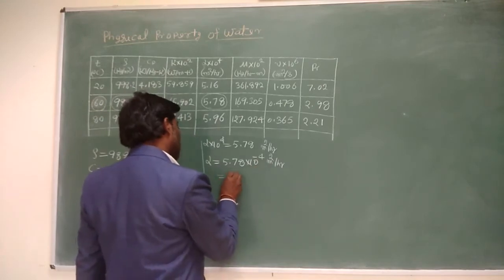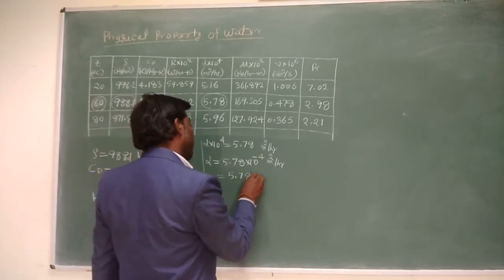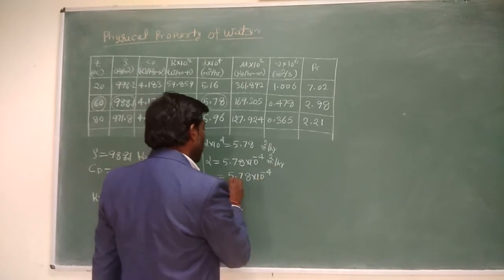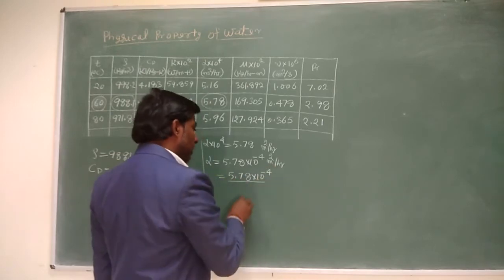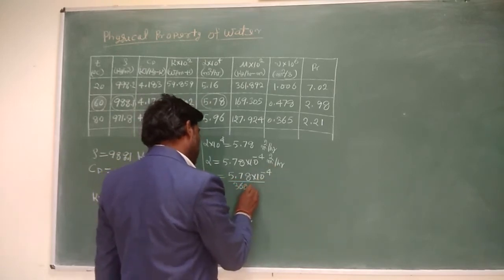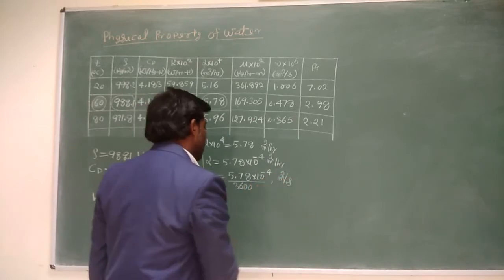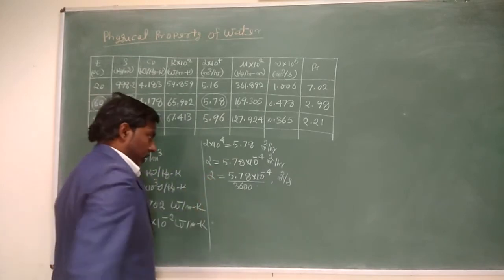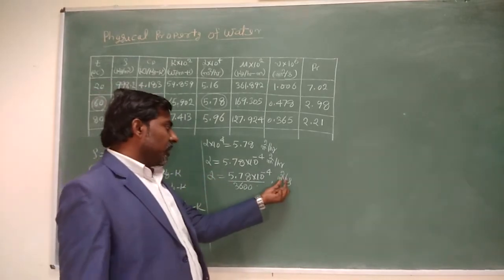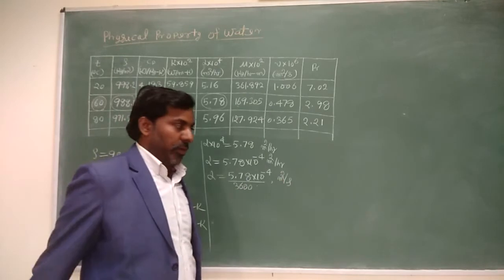So let us convert. So 5.78 into 10 to the power minus 4, and in 1 hour there are 3600 seconds. So this becomes meter square per second. In that way you can convert into meter square per second, because that is required in those units.